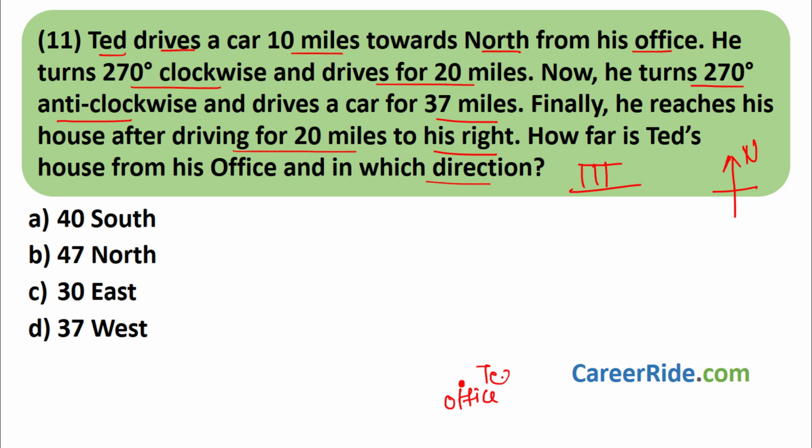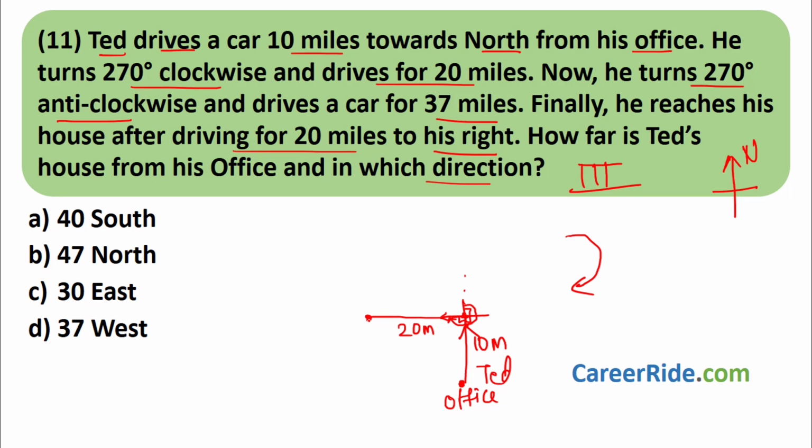Okay, Ted starts from here and Ted moves 10 miles towards north, right? Now he reaches this point. Here he takes a 270 degrees clockwise turn. Now we know clockwise is like this. So he takes 270 degrees. So it would be how much? 90, 180, 270 degrees turn. So now Ted is facing in this direction, right? And he drives for 20 miles. This is 20 miles. He reaches this point. This is 90 degrees, this is 90, this is 90.